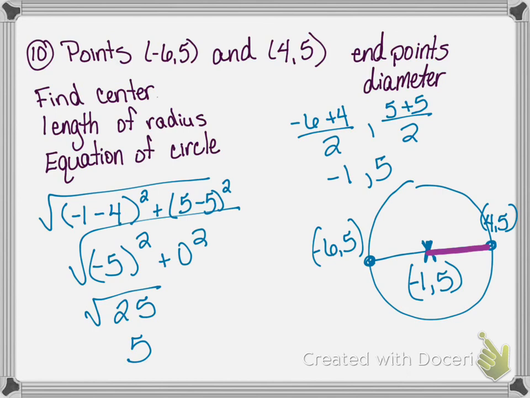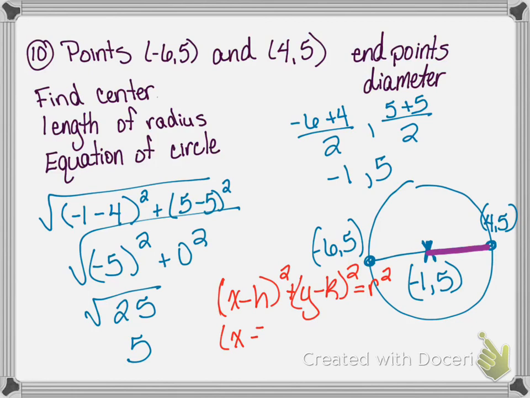So then if we put this in our circle formula, x minus h squared plus y minus k squared. How about x right here? Does that make everybody happier? x minus h squared plus y minus k squared equals r squared. So we're going to have x minus negative 1 squared plus y minus 5 squared equals 5 squared. And your final answer: x plus 1 squared plus y minus 5 squared equals 25.